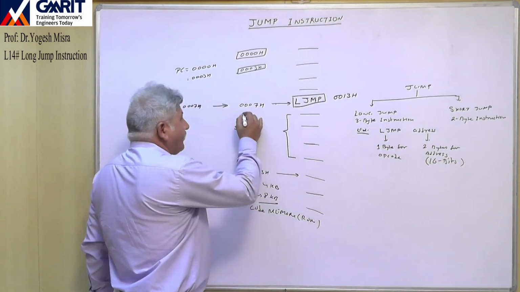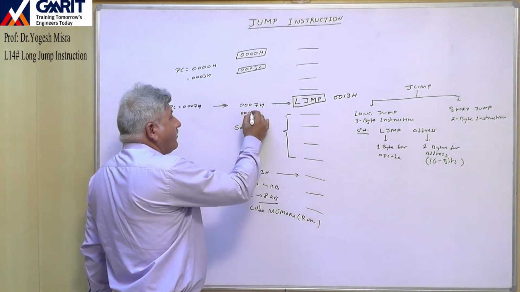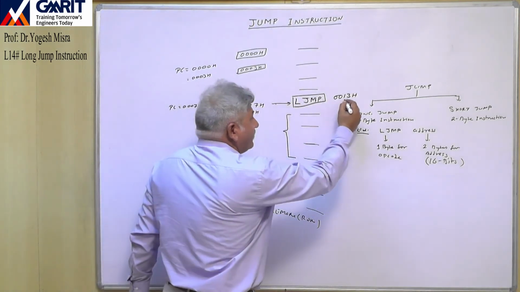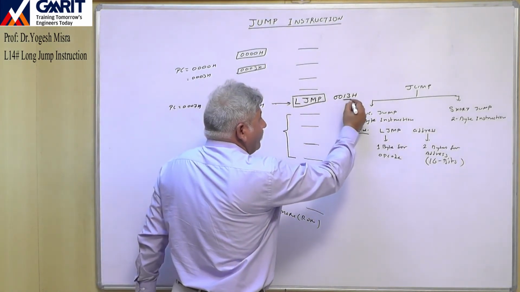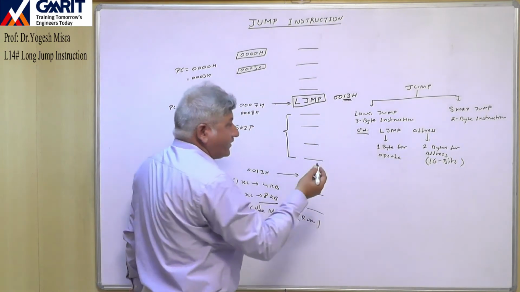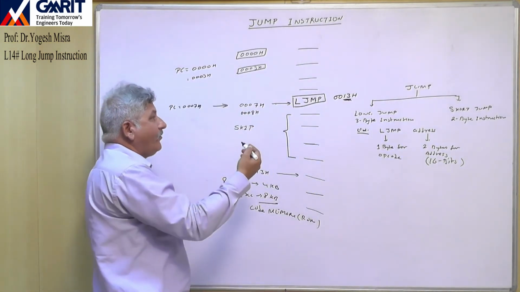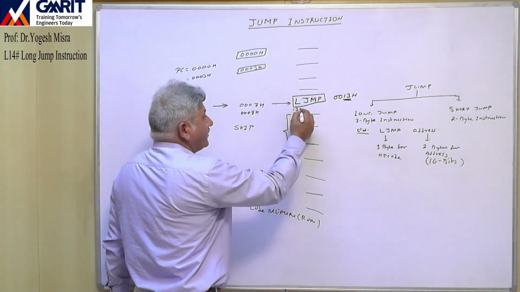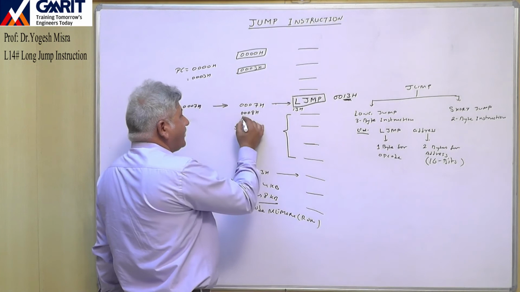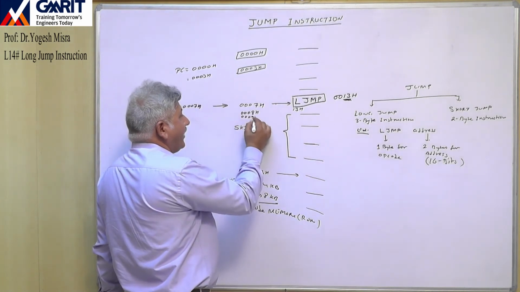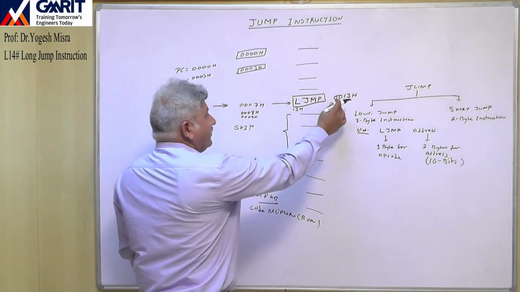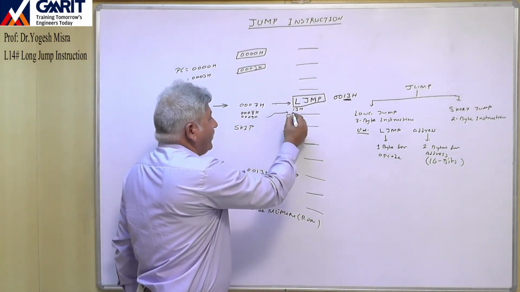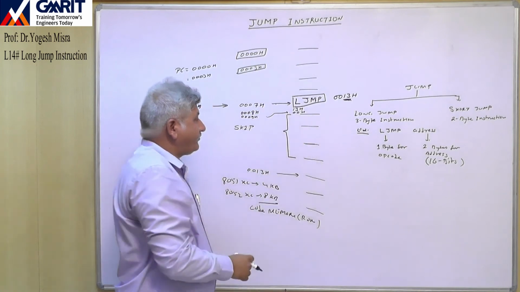Now at the next memory location, 0008H, the lower 8 bits of the address where we want to skip will be loaded. So at 0008H, 13H, this value is loaded. At the next location 0009H, the higher 8 bits of the address are loaded. So here we have 00H.